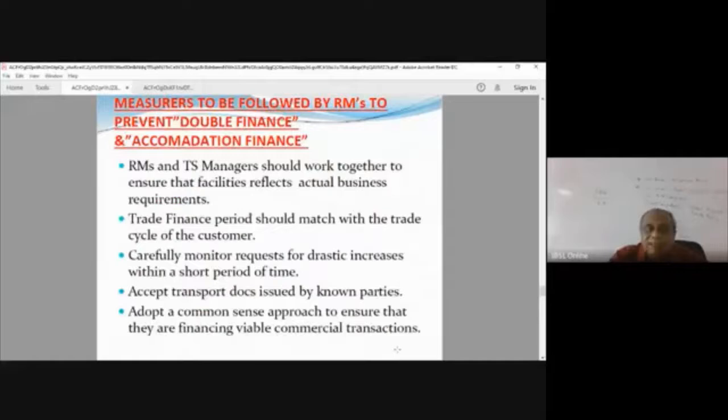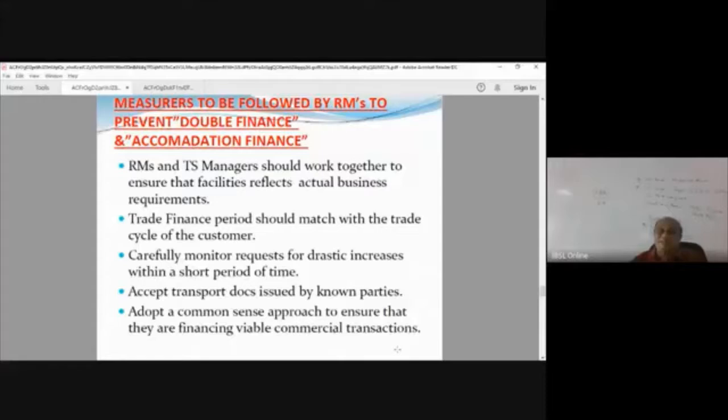Now we are going to discuss another very important thing: measures to be followed by RMs to prevent double financing and accommodation financing. As prudent bankers we should know what is double financing and what is accommodation financing. Many of our people think there are RMs to look after those things, and that their job is to open the LC, check the documents, pay the money, finish. Don't think like that. You should try to understand everything and master the things.